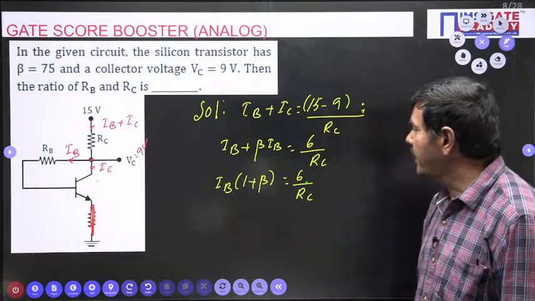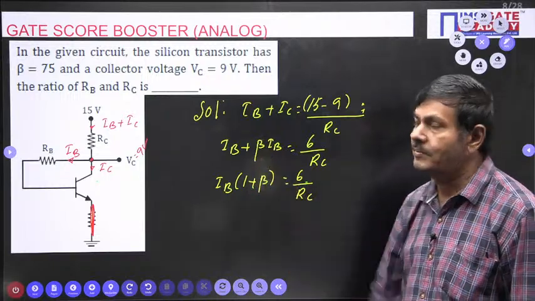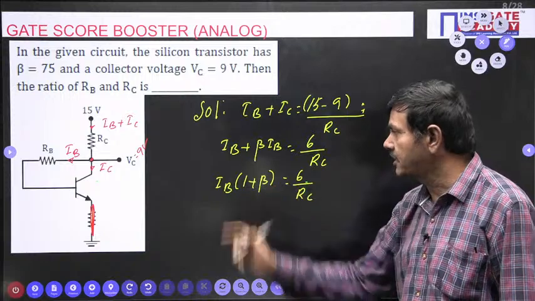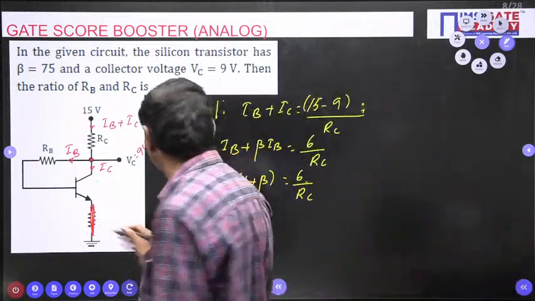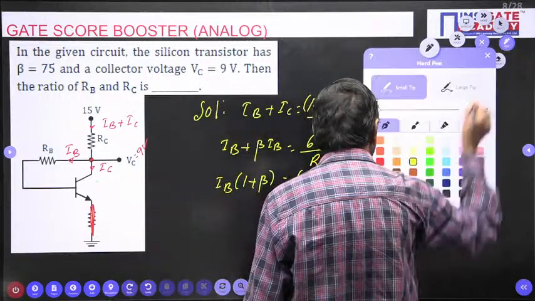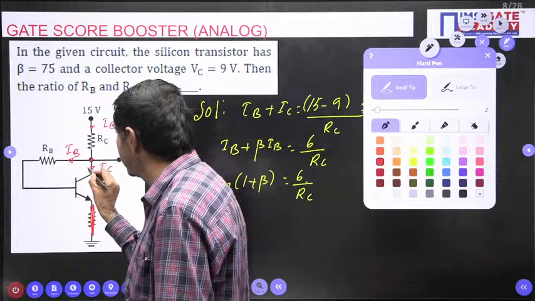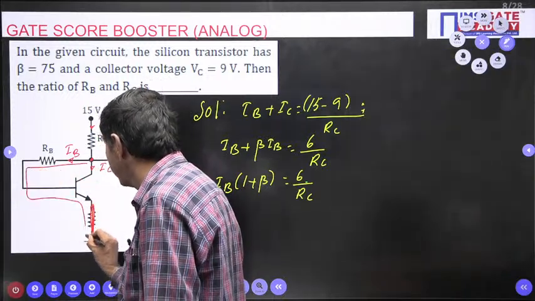And I wish to find what is the base current. Without base current, I cannot get the ratio RB by RC. IB is required in this particular relation only now. How can I get the IB value? Just I want to select the path in this direction. Just I want to apply the KVL in this path.